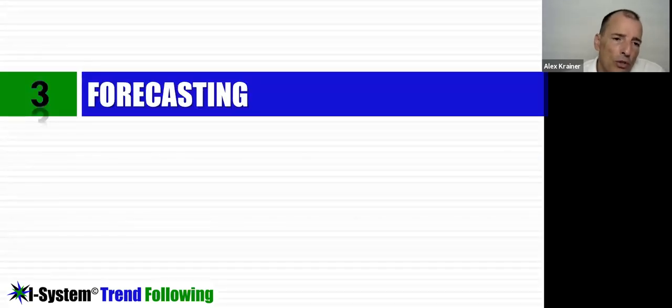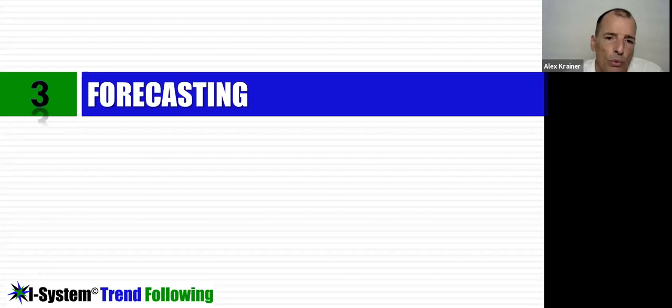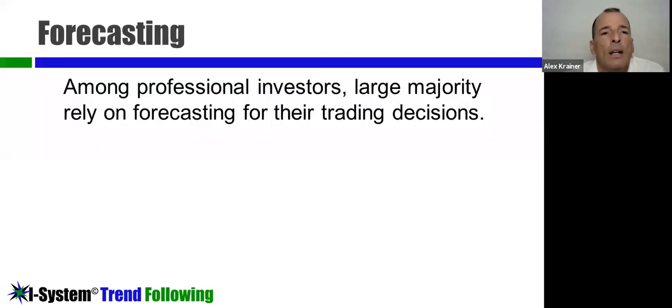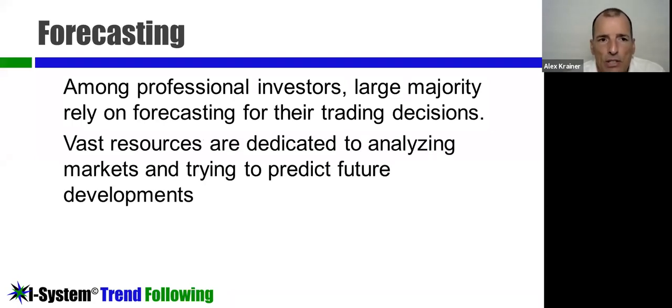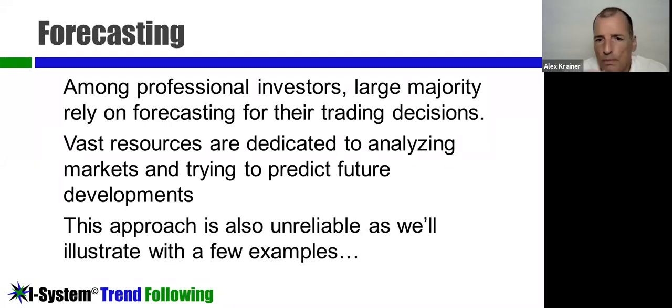We're going to move on to forecasting as the other conventional approach to dealing with uncertainty. Among professional investors, a large majority rely on forecasting for their trading decisions. Vast resources are dedicated to analyzing markets and trying to predict future developments. This approach is unreliable, as we'll illustrate with a few examples here.